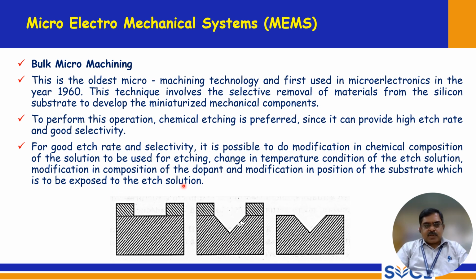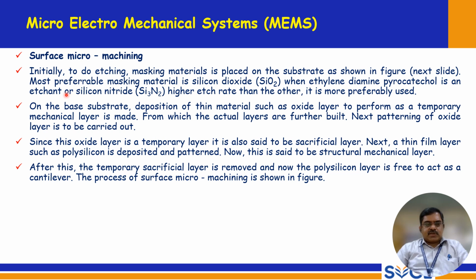So this is bulk micro machining. It is a simple and oldest technique. The next process is surface micro machining. Initially, to do etching, masking material is placed on the substrate as shown in the figure that I will show you in the next slide. The most preferable masking material is silicon dioxide. When ethylene diamine pyrocatechol is the etchant, or silicon nitride Si3N4, which has a higher etch rate than the other, it is more preferably used.